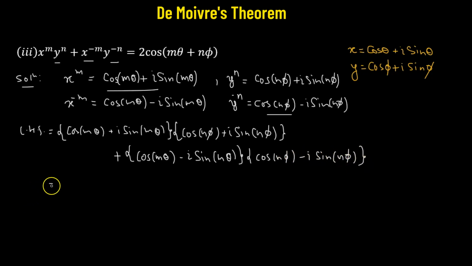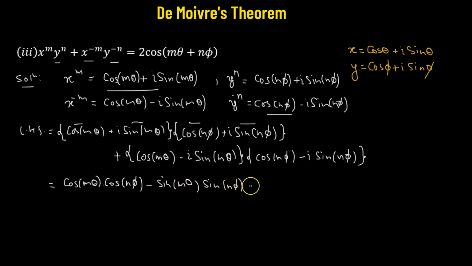Fine. So this will be equal to, so we will multiply cosine of m theta with cosine of n phi. So we have cosine of m theta times cosine of n phi. Now we'll have iota times sine of m theta multiplied by iota times sine of n phi. We'll have iota squared, so this will be negative sine m theta times sine of n phi. And then we will take positive iota as the common factor.